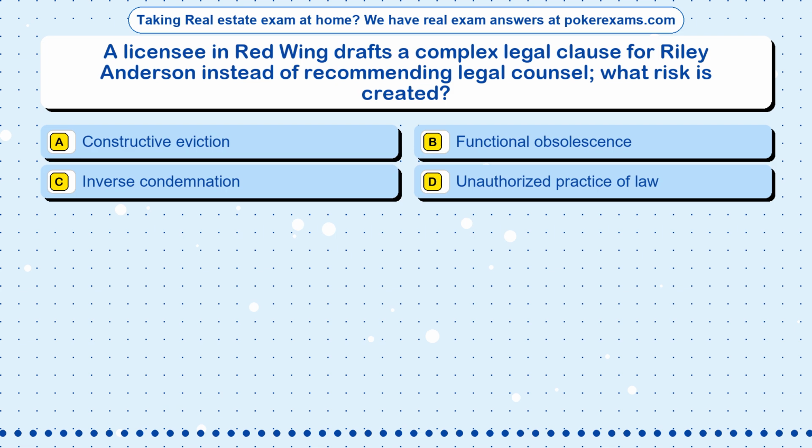Question 96. A licensee in Red Wing drafts a complex legal clause for Riley Anderson instead of recommending legal counsel. What risk is created? Option A. Constructive eviction. Option B. Functional obsolescence. Option C. Inverse condemnation. Option D. Unauthorized practice of law.